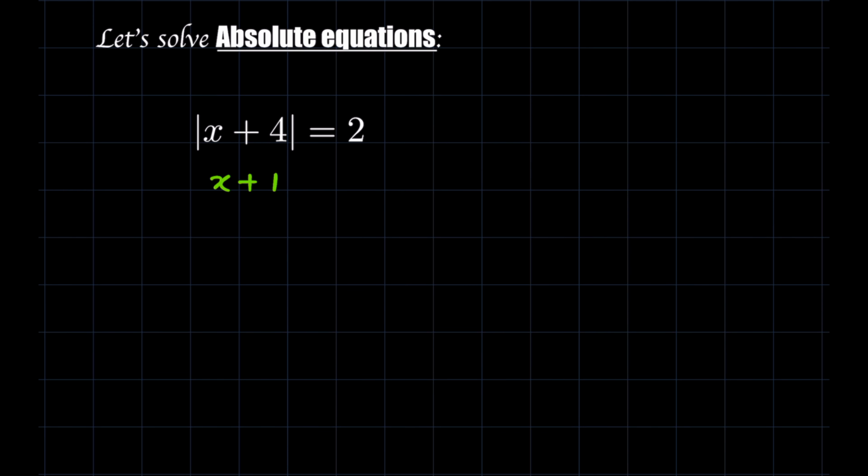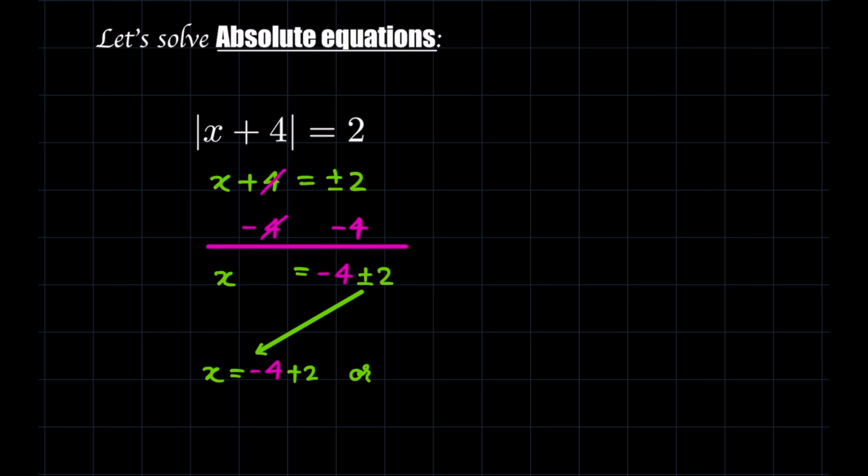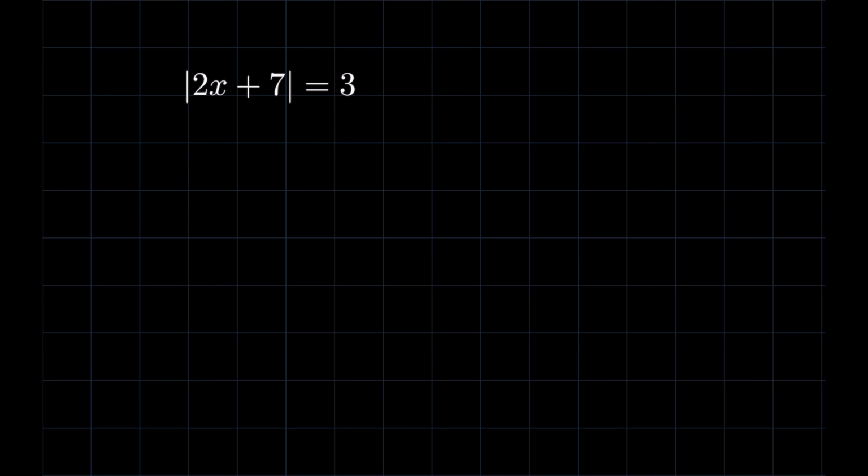Again in this one, first step, put positive negative sign before the constant 2. Now to get x, subtract 4 from both sides. We get x as negative 4 plus minus 2. Split this positive negative separately as negative 4 plus 2 or negative 4 minus 2. After simplification, we get x as negative 2 or x as negative 6. For practice, solve this equation by yourself and comment the answer.